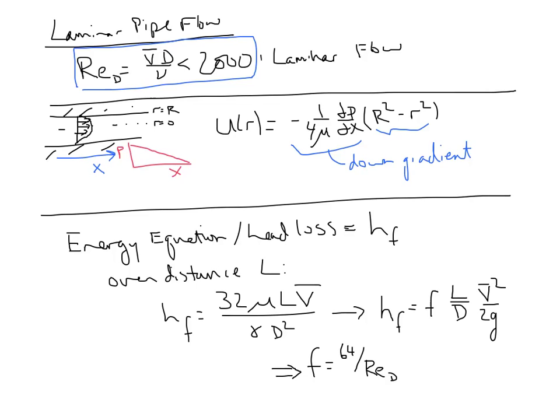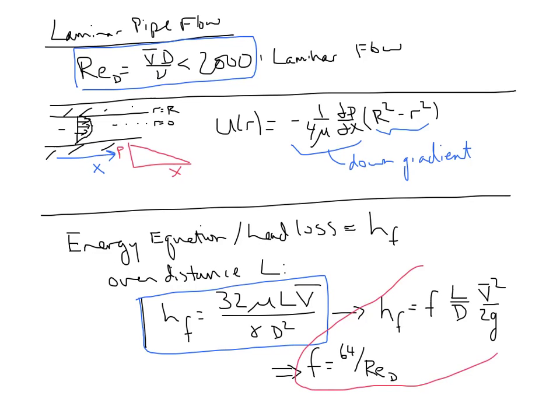And all three of these expressions, or I should say the expression in blue and the pair of expressions that I've circled in red, are equivalent. For the case of laminar flow, the head loss is given by this expression in blue, or can be dimensionally given by the Darcy-Weisbach equation inside the red circle, as long as we have a friction factor f given by 64 over the Reynolds number.